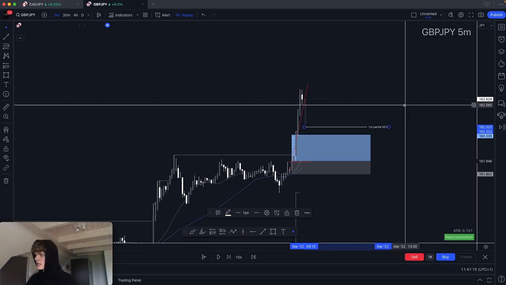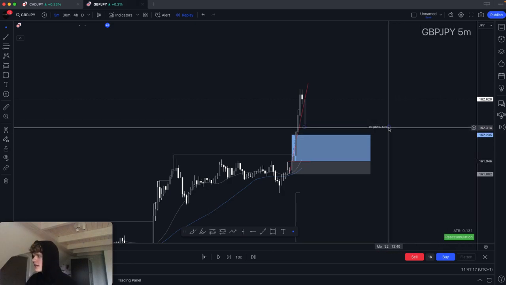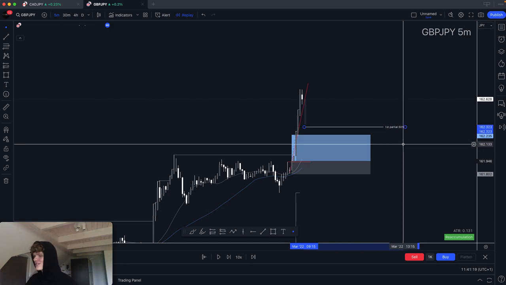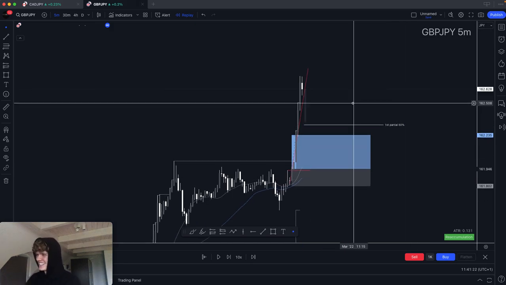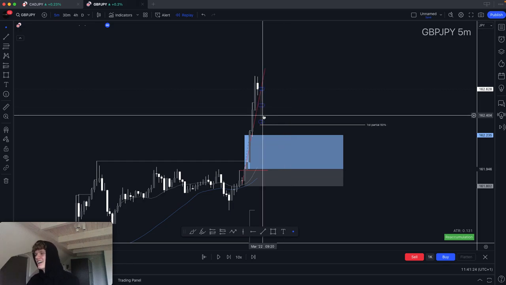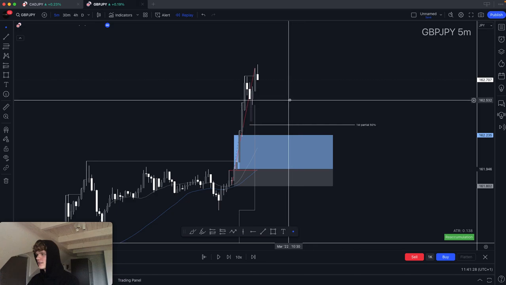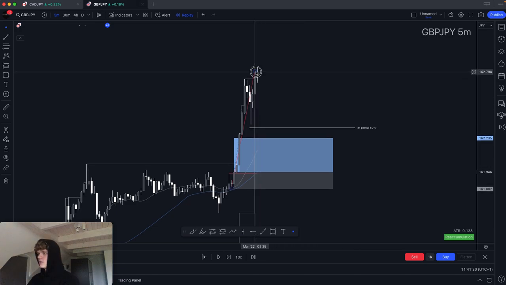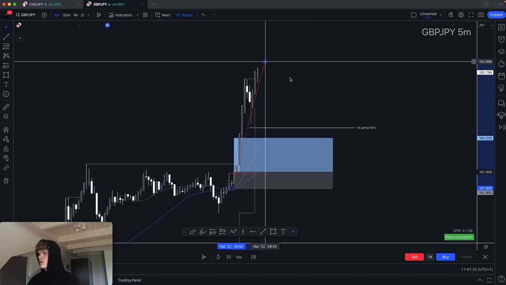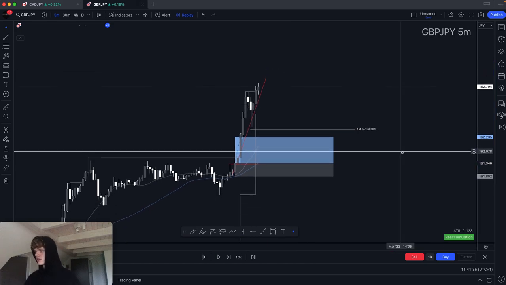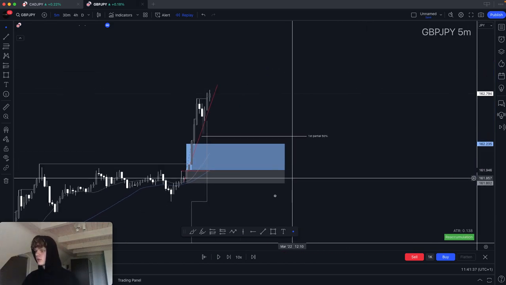Bro, everything is lagging here. Technology really, if someone wants to donate me a new Mac, go ahead. So yeah, first partial will be here, and as soon as this moves up, I'm readjusting the trend line, and I'm also readjusting my partial. Bro, it's so laggy, holy fuck.